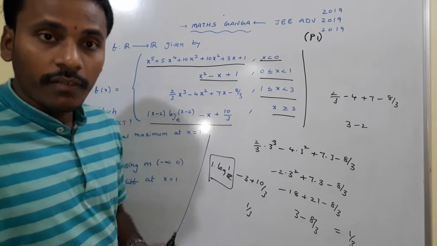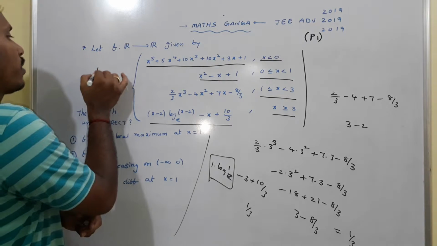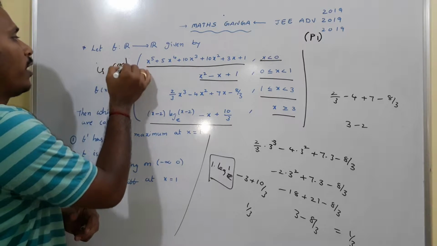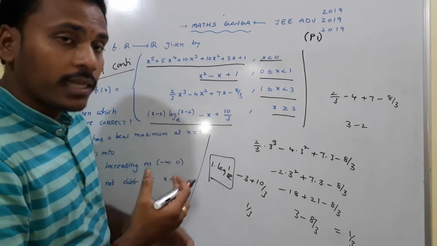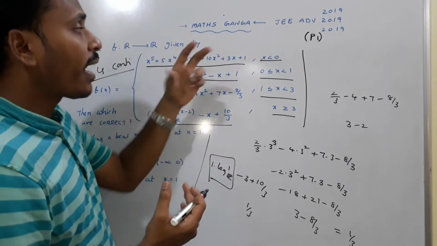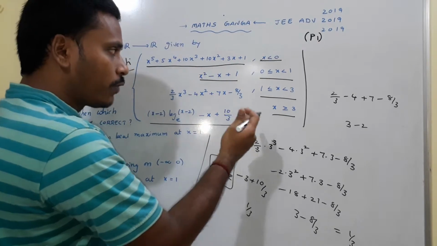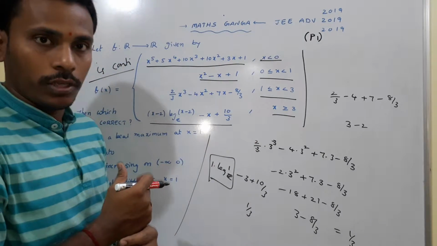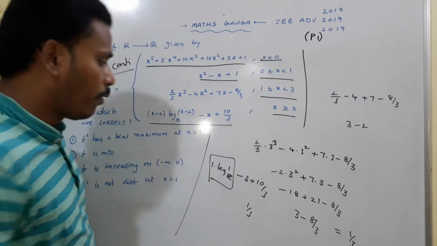So finally we have to conclude that the given function is continuous. How did we check? We checked by taking the left hand side and right hand side functional values for 0 as well as for 1 as well as for 3. The given function is continuous. Since it is continuous, it is differentiable function.